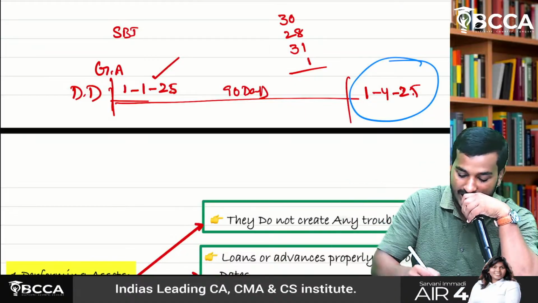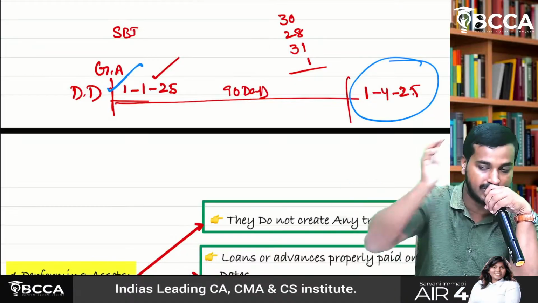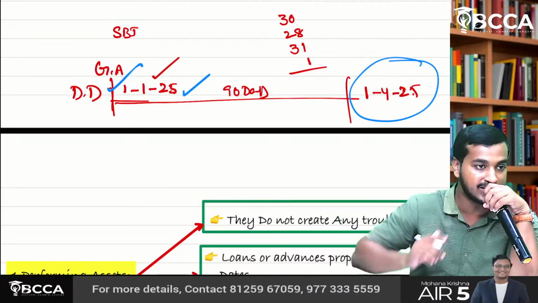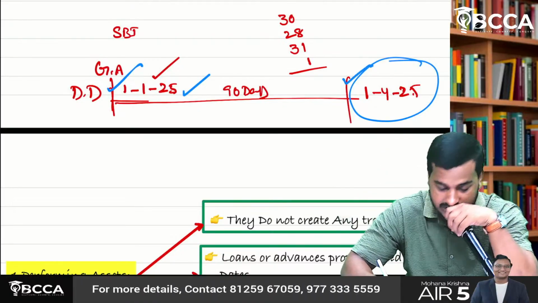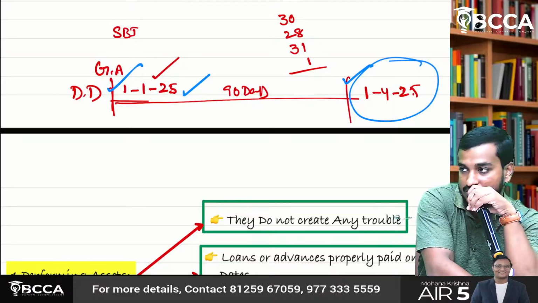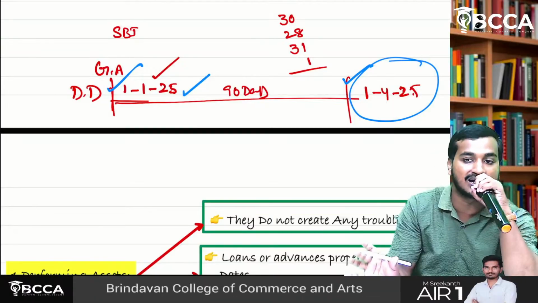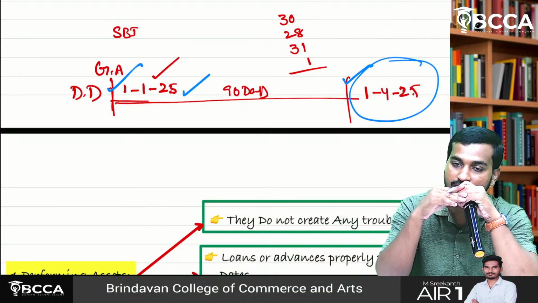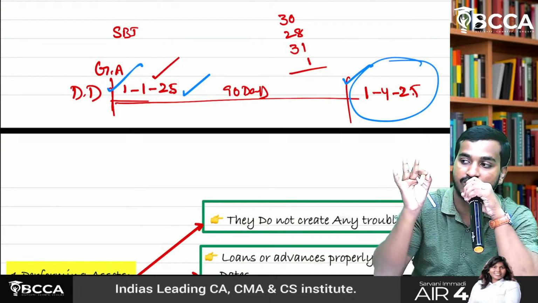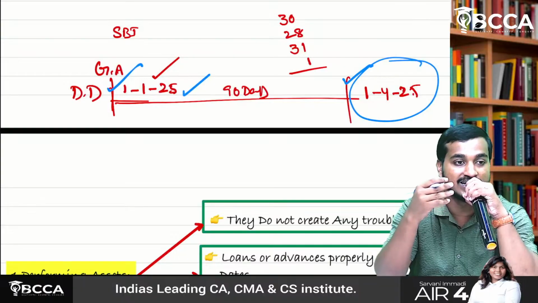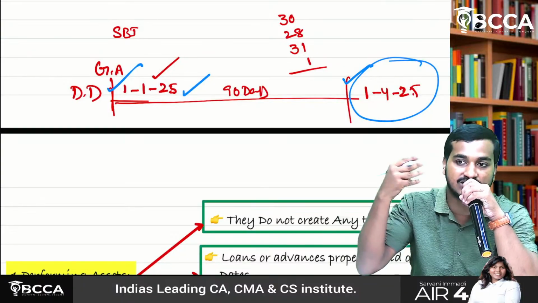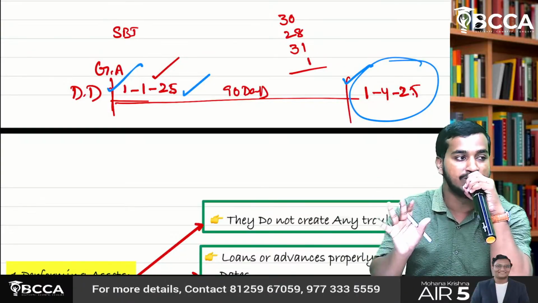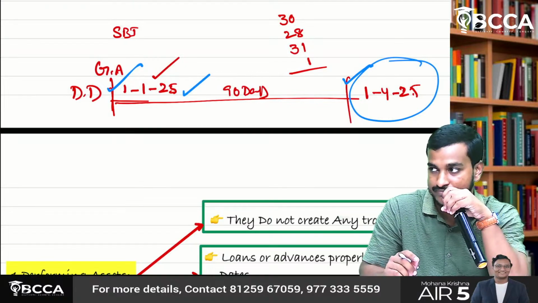If she paid on 1st Jan, she is a performing asset. 2nd Jan, she is a performing asset. If she paid on this date also, she is a performing asset only. That means the maximum deadline is 90 days. Then you are called a performing asset or a standard asset. For understanding purposes, they are good persons just like me.